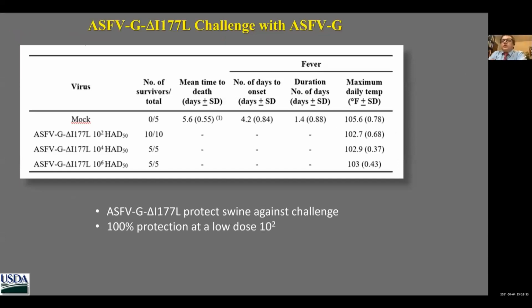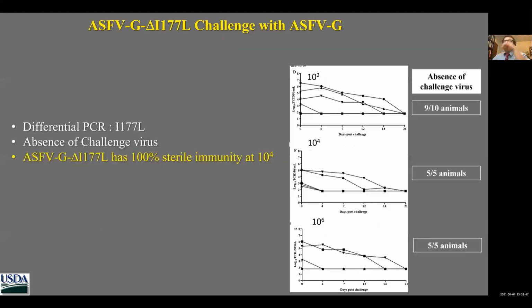When we challenged animals that were given delta I177L with African Swine Fever, Georgia, we found that delta I177L protects swine against challenge. Even at low doses of 10 to the 2, we were easily able to achieve 100% protection.